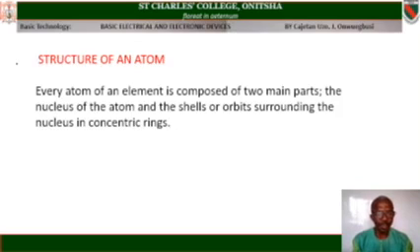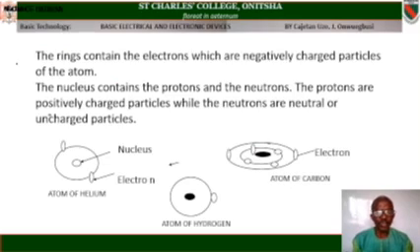Structure of an atom. Every atom of an element is composed of 2 main parts: the nucleus of the atom and the shells, otherwise called orbits, surrounding the nucleus in concentric rings. The rings contain the electrons, which are negatively charged particles of the atom. The nucleus contains the protons and the neutrons. The protons are positively charged particles, while the neutrons are neutral or uncharged particles.